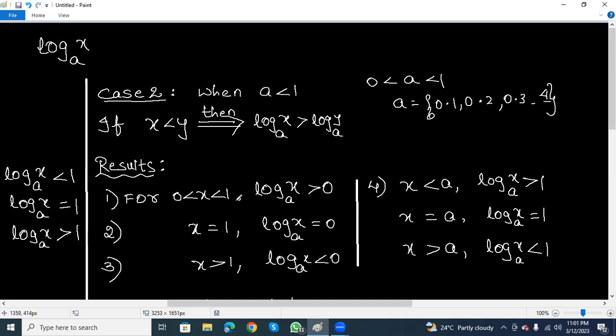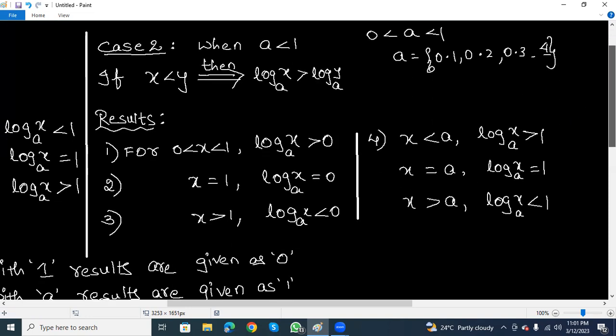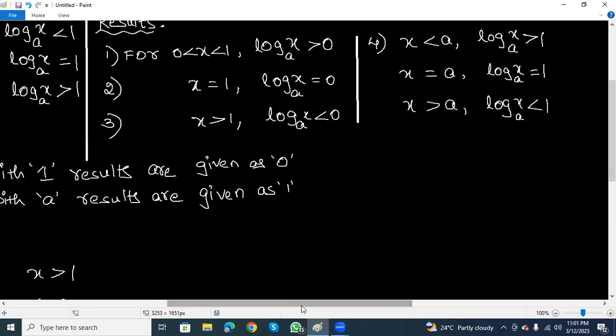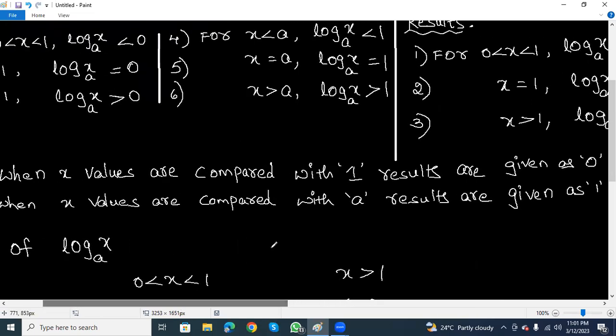So here if it is less, the result is greater. If it is greater, the result is less, when your base is between 0 and 1. So simple, right? After this, what about the sign of the logs?